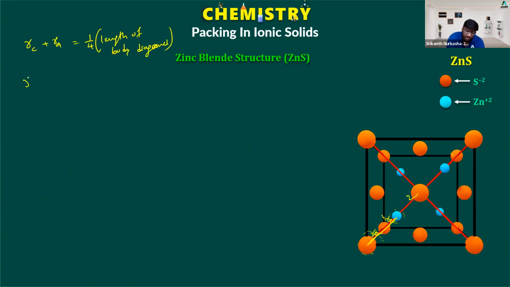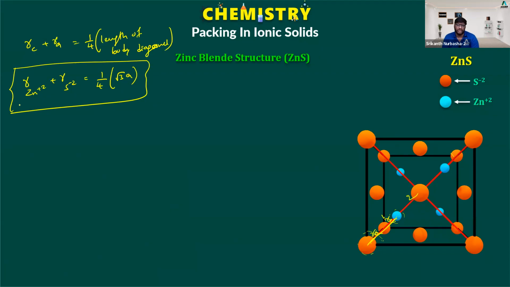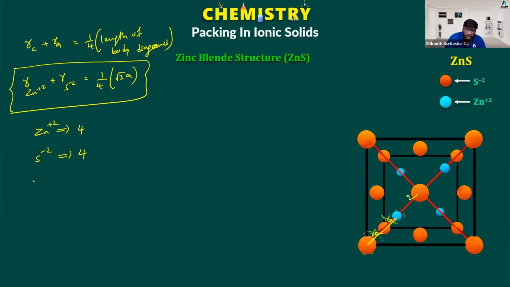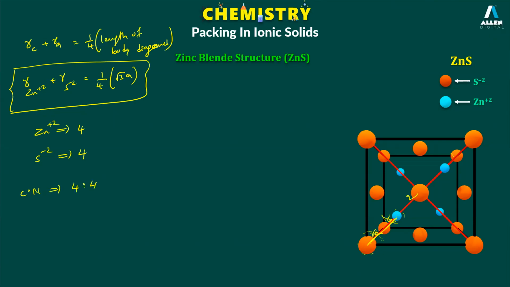So what can I write? Radius of cation, what is the cation? Zn plus 2. Radius of anion, S minus 2, is equal to 1/4 times the length of the body diagonal. What is the length of the body diagonal? √3 a. So radius of Zn plus 2 plus radius of S minus 2 is 1/4 times √3 a. How many Zn plus 2 are there in total? 4 Zn plus 2, because 4 are present at alternate tetrahedral voids. How many S minus 2 are there? 4. So what is the coordination number type? 4:4 type. Coordination number of both Zn plus 2 and S minus 2 is 4.